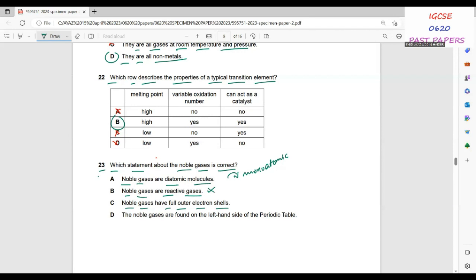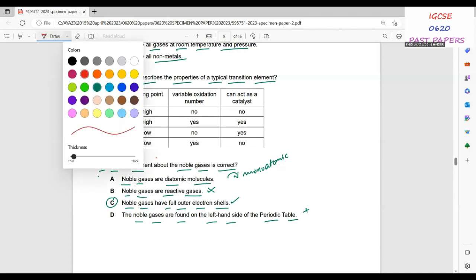Choice B is incorrect. Noble gases have full outer shell electrons. This is correct. D, noble gases are found on the left-hand side of the periodic table. This is also incorrect because they are found on the right side of the periodic table. So choice C will be the right answer for question number 23. All of A, B, and D are incorrect.